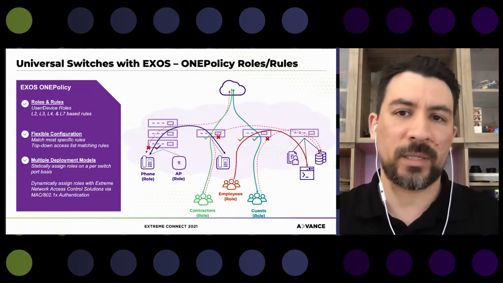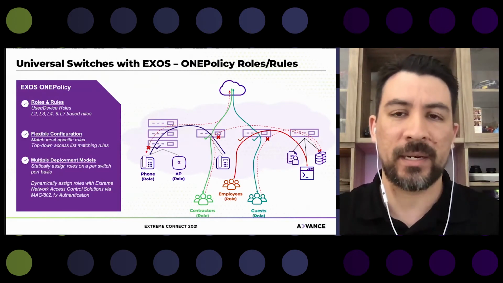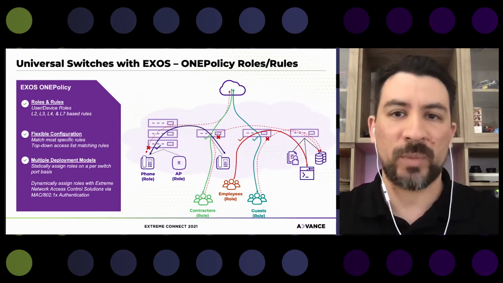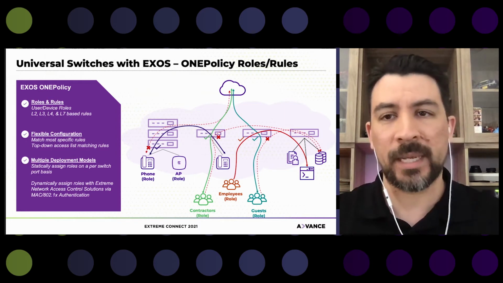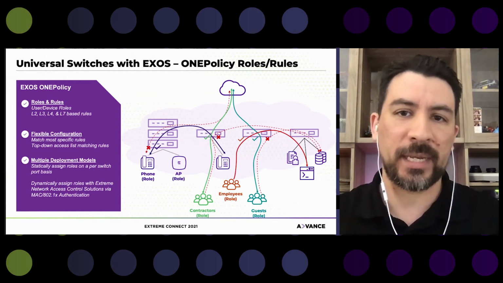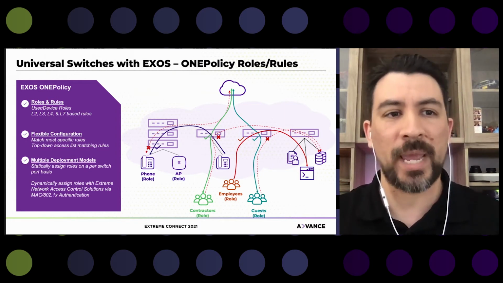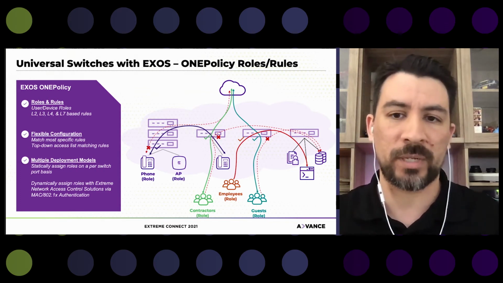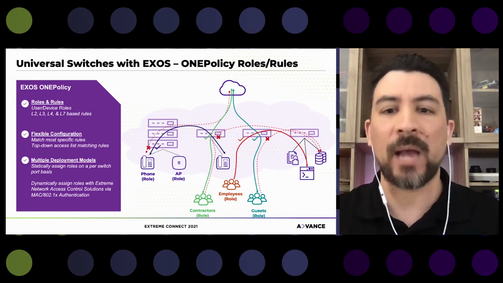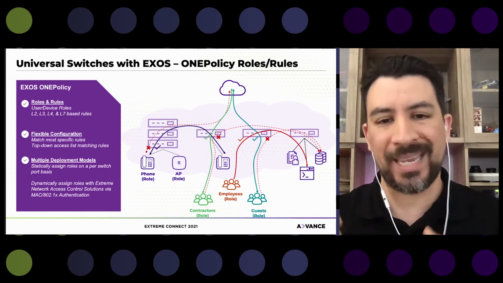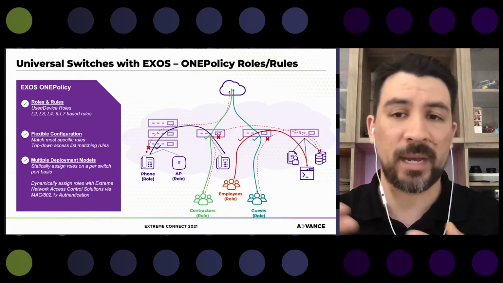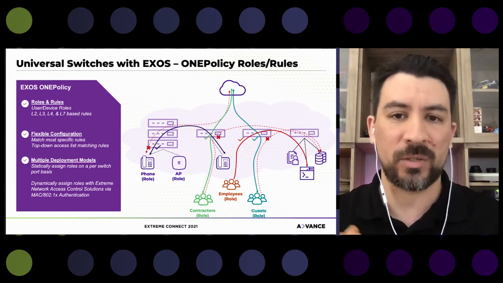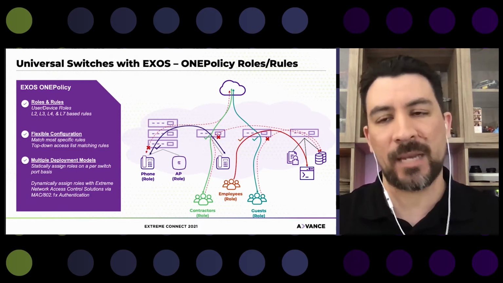So let's take a quick look at how EXOS can help you build out advanced access controls using what we call EXOS One Policy. Basically, what One Policy in EXOS allows us to do is create roles with multiple rules associated to each of those roles. So in the diagram, you can see here that we have contractor, employee, and guests, as well as phone, APs, and other devices. And so we can create a role that can be assigned to those particular sets of devices and or users.